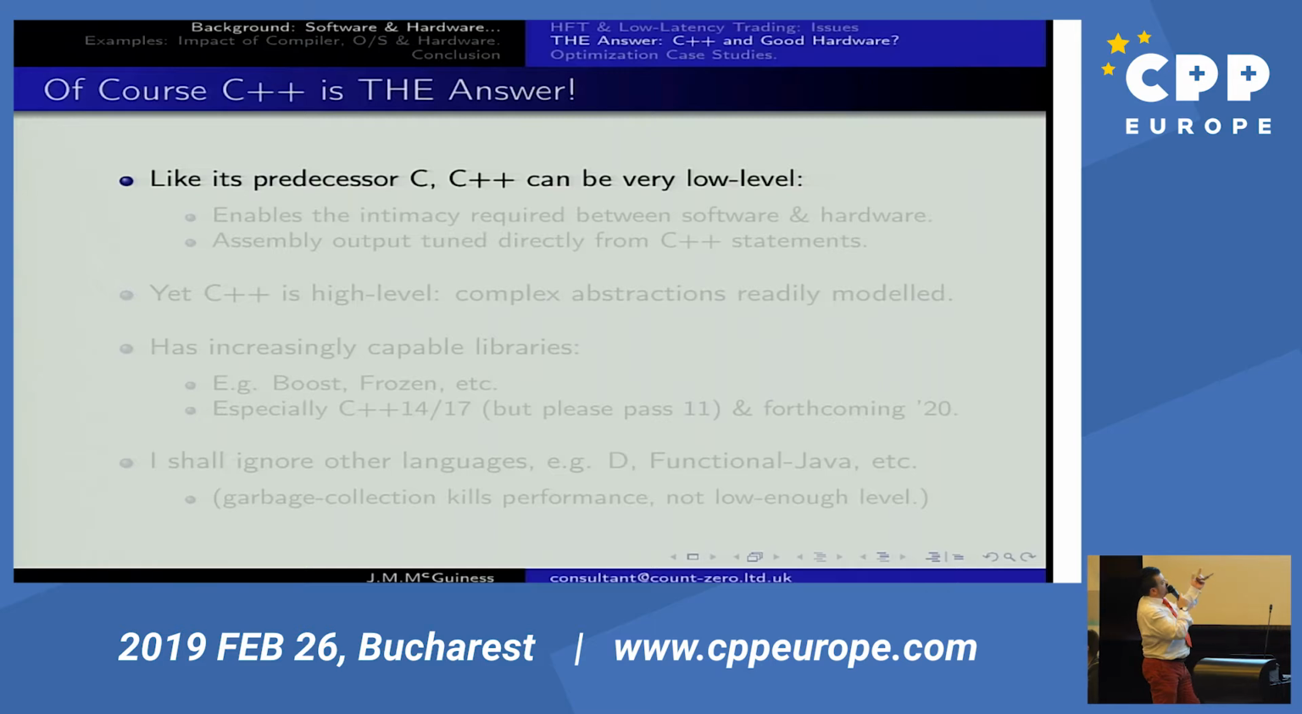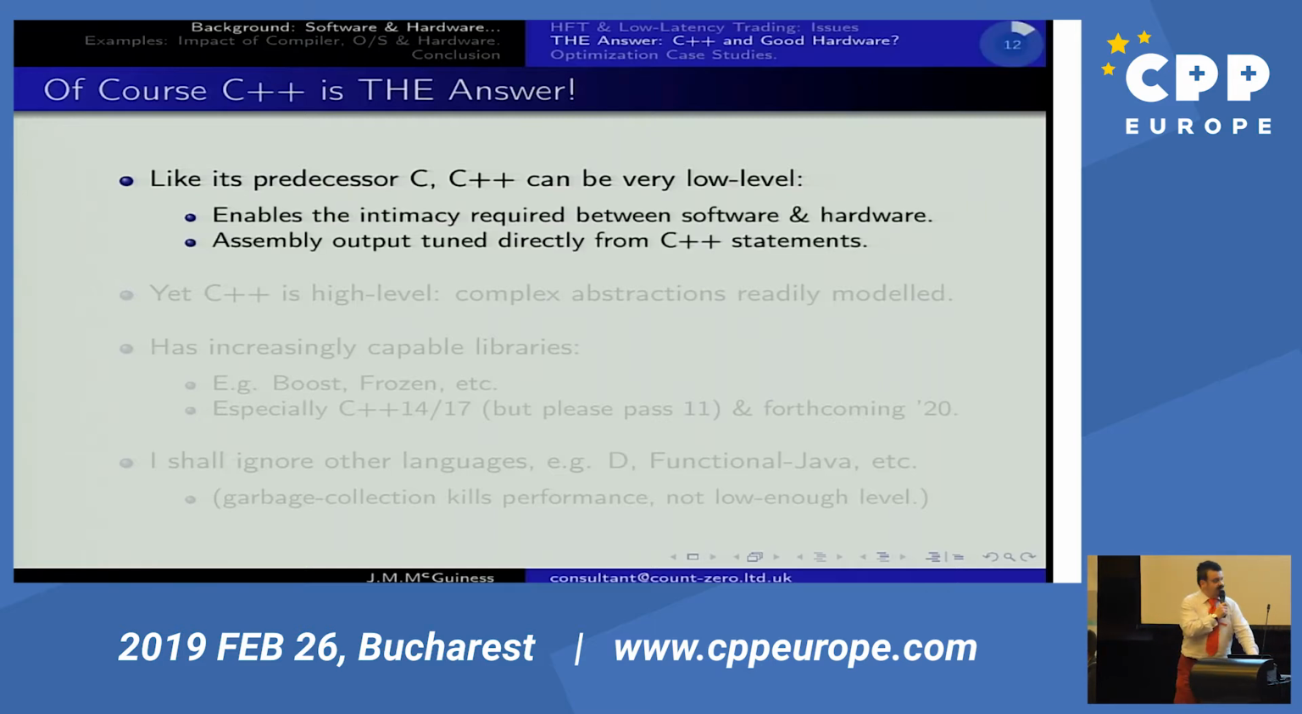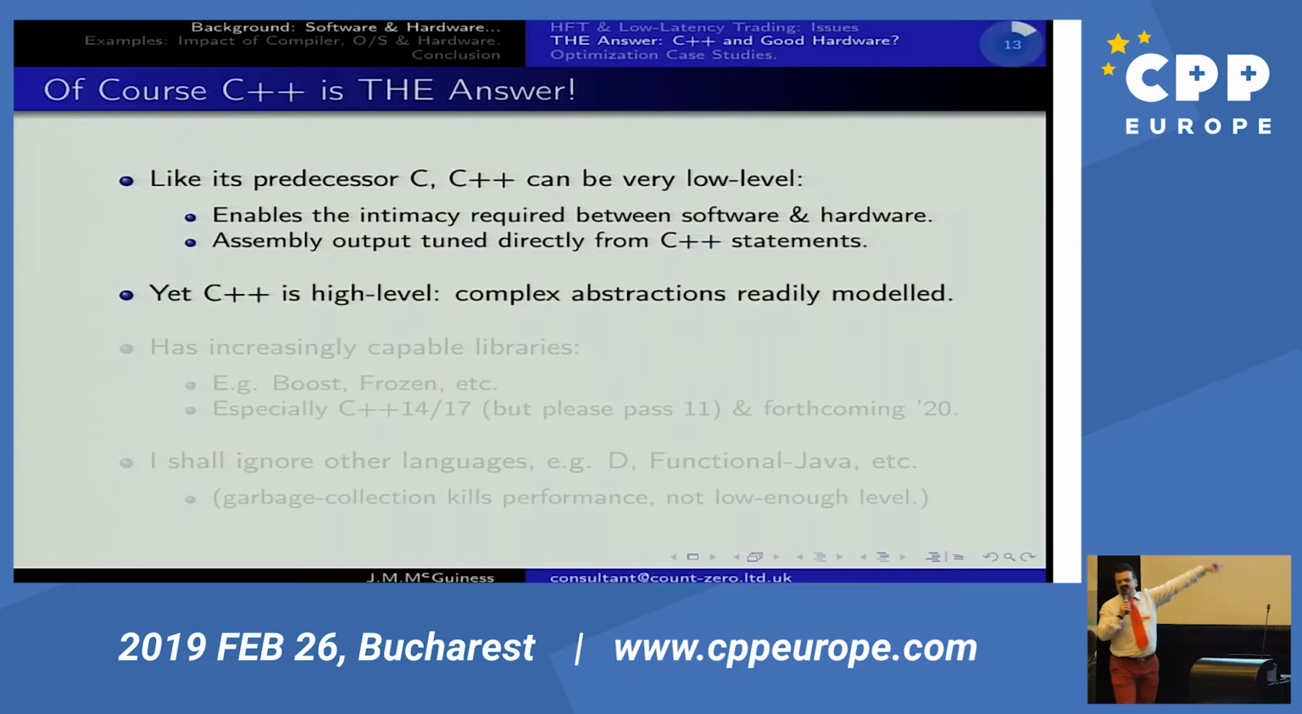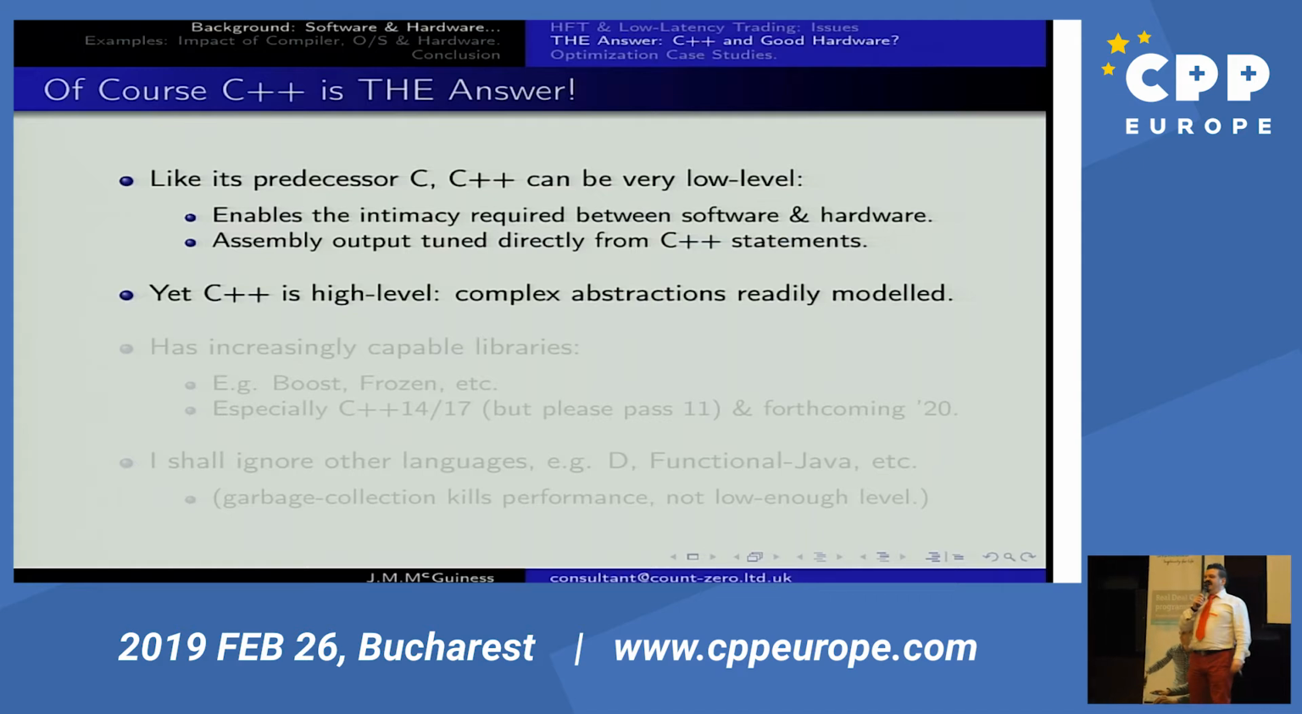Okay, we know C++ can be relatively low level. I'll skip through this so we can look at more interesting things. But also, it's nice and high level. The point is complex abstractions can be modeled easily. But most importantly, I can hide behind a facade some really gnarly micro-optimizations.